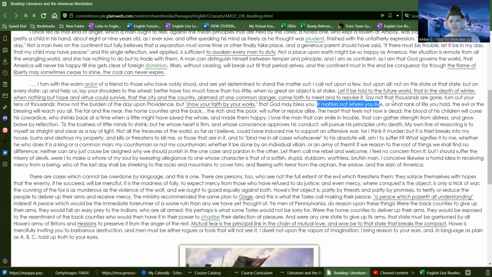It matters not where you live or what rank of life you hold. The evil or the blessing will reach you all. So now he's moving into other things, right? So he's talking about the evil or the blessing. What he's saying here is that the outcome of the war is going to affect everyone no matter what. No matter where you live or how much money you have, if the British win, you're going to feel the impact of that. If America wins the war, you're going to feel the impact of that.